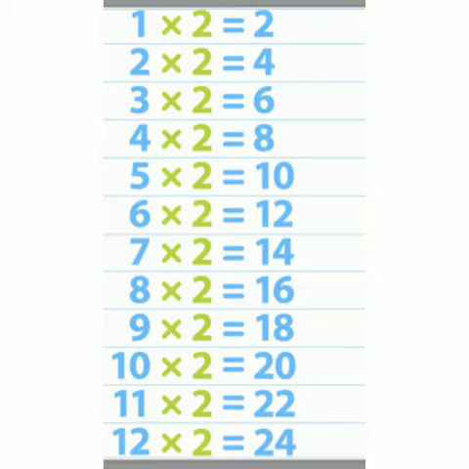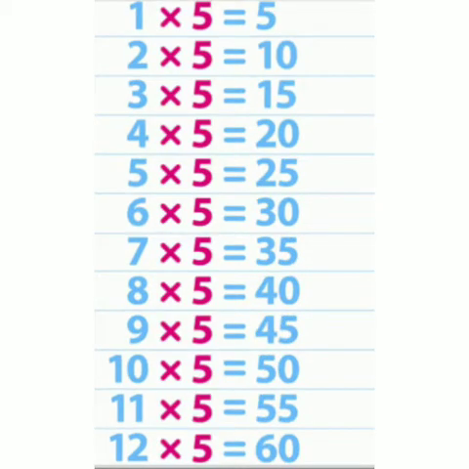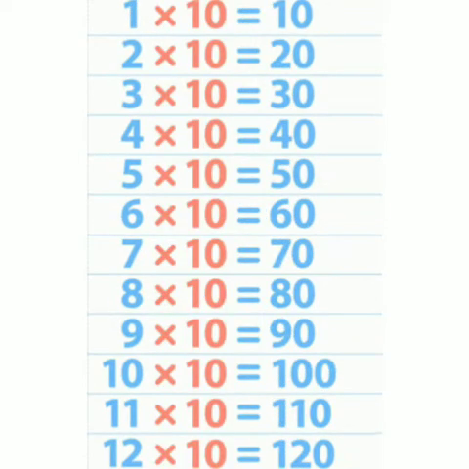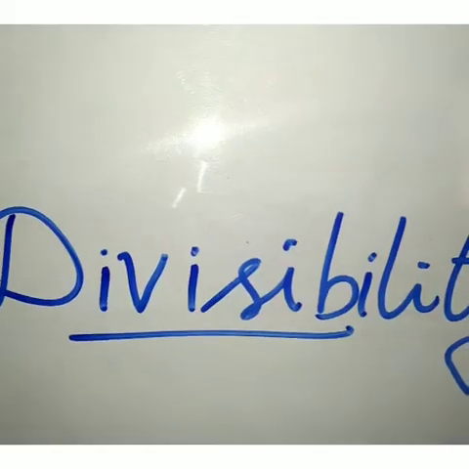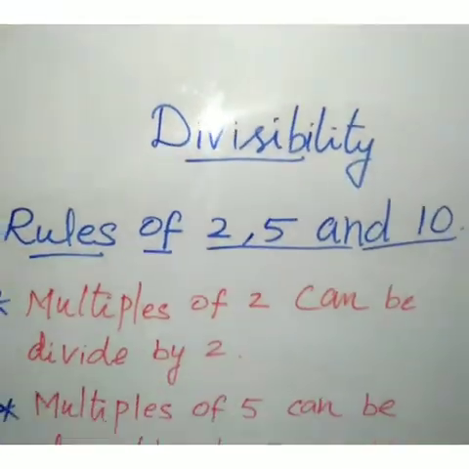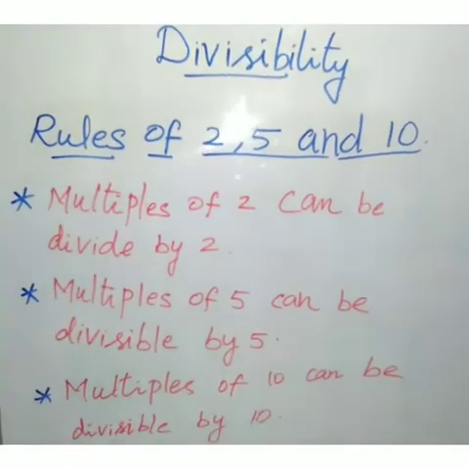Listen carefully. To do division, the multiplication table is more important. Because if you know the multiplication table, then only you can find the multiples and factors of the particular number. Then only you can find the divisibility of the given number. Now we are going to see divisibility of 2, 5 and 10. To know the divisibility of these three numbers, you should know the 2 table, 5 table and 10 table. Okay. First let me see the rules of 2, 5 and 10 to know how to do divisibility.